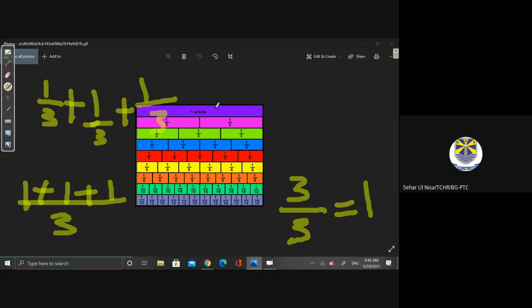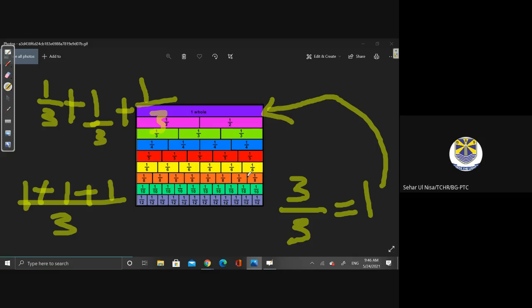So again, it can be a whole. The whole is divided into three parts, so you will write it 1 by 3. If the whole is divided into four parts, you will write 1 by 4, 1 by 4, 1 by 4, 1 by 4. If the whole is divided into five parts, you will write the denominator 5. If you divide it into six parts, you will write the denominator 6. If you divide it into seven parts, you will write 7, and into eight parts, in this way.